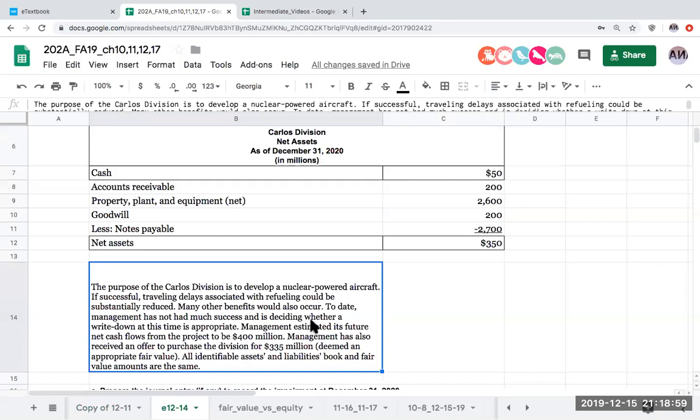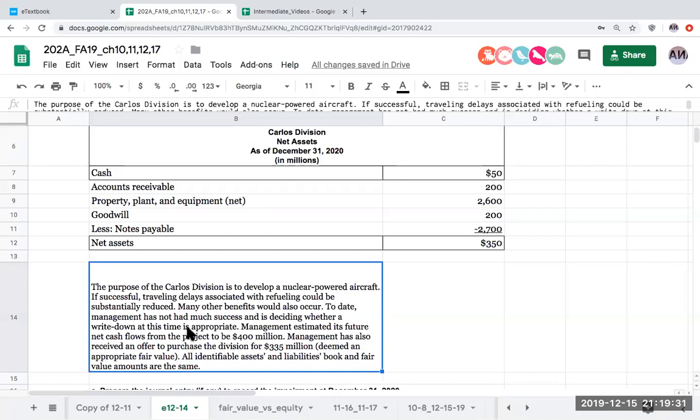Here, the purpose of the Carlos division is to develop nuclear-powered aircraft. If it's successful, traveling delays with refueling could be substantially reduced. But today, management has not had much success and is deciding whether a write-down at this time is appropriate. Management estimated its future net cash flows on the project to be 400 million, and management has also received an offer to purchase the division for 335 million, deemed an appropriate fair value.